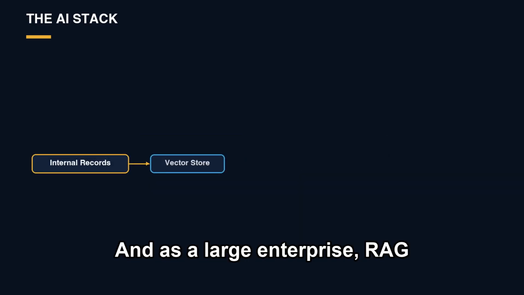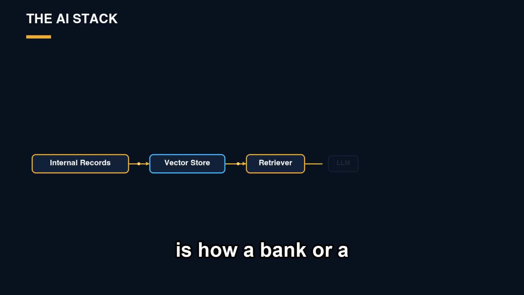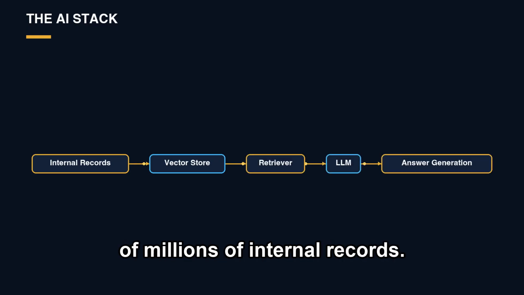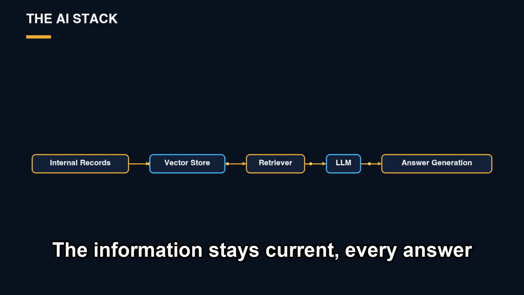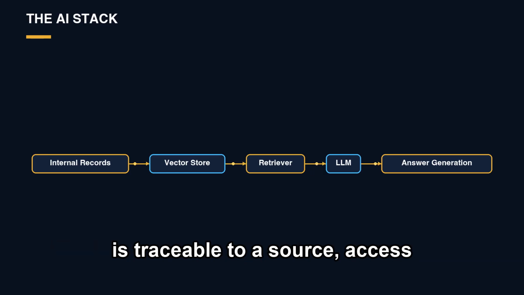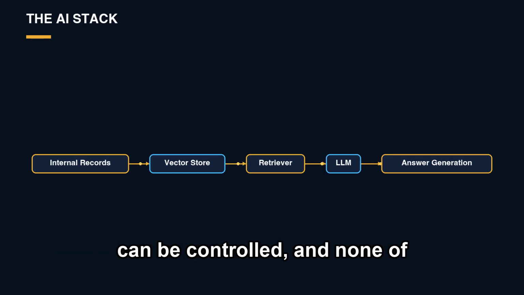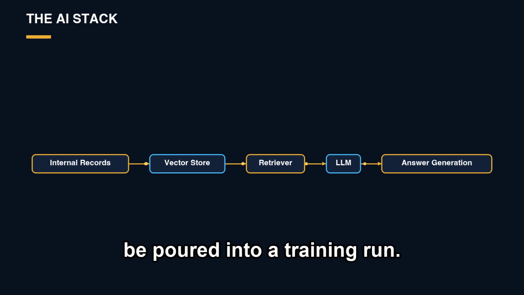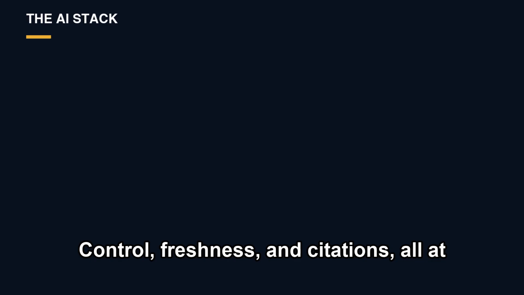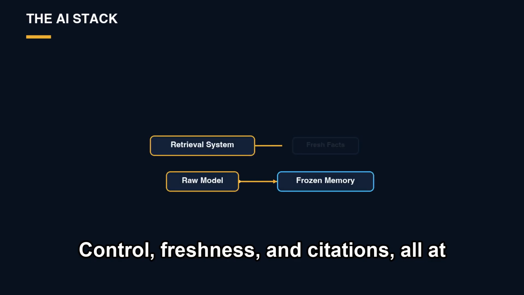And as a large enterprise, RAG is how a bank or a hospital safely puts AI on top of millions of internal records. The information stays current. Every answer is traceable to a source, access can be controlled, and none of that sensitive data ever has to be poured into a training run. Control, freshness, and citations all at once.